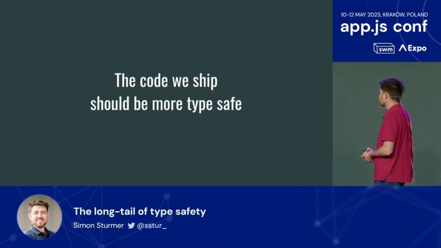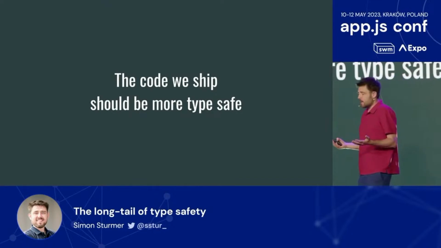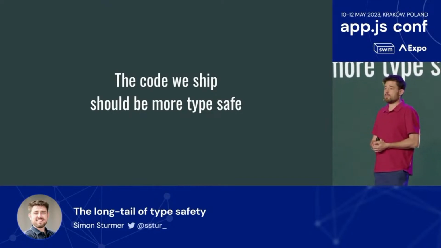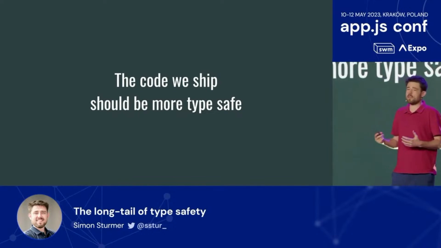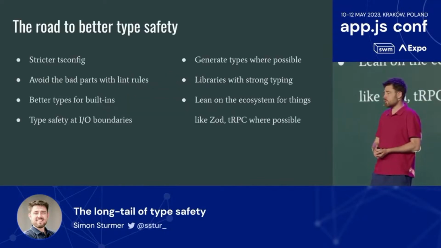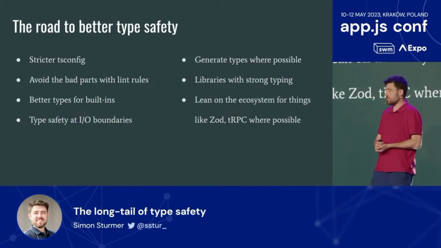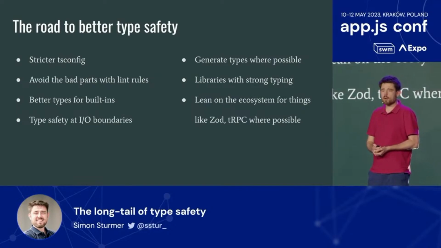So the code we ship should be more type safe. Maybe this goes without saying, but the long tail of type safety is handling all those edge cases, all the things that TypeScript doesn't give us out of the box. Some of those things are simple, like adding a line to your tsconfig, or generating some types using a package off of npm. But I think there's a lot of opportunity, especially around the I/O boundaries.